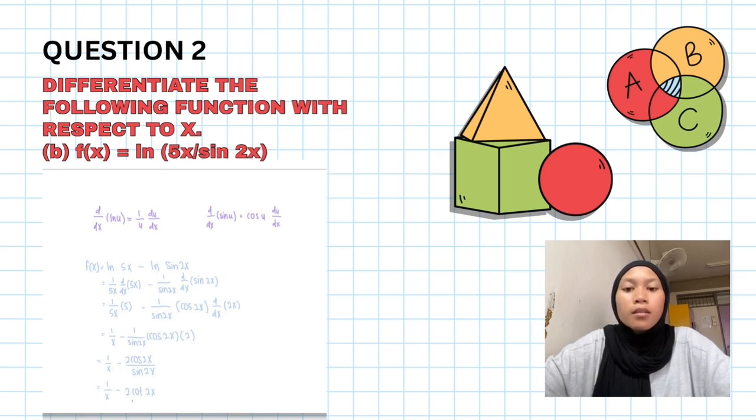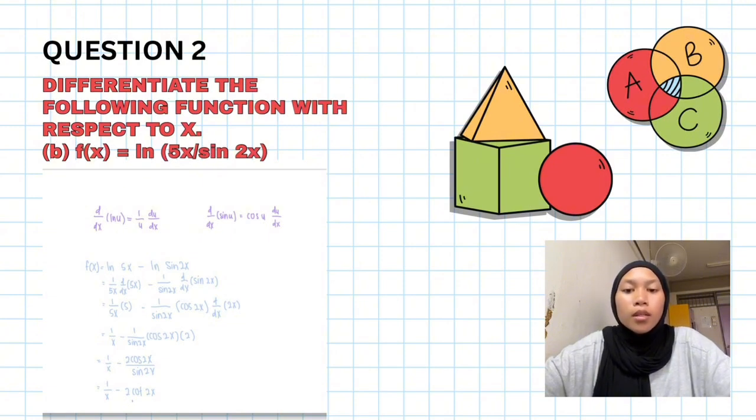For ln 5x, we use the formula d/dx of ln u is equal to 1 over u times du/dx. Therefore, d/dx of ln 5x is equal to 1 over 5x times 5. So, it is equal to 1 over x.